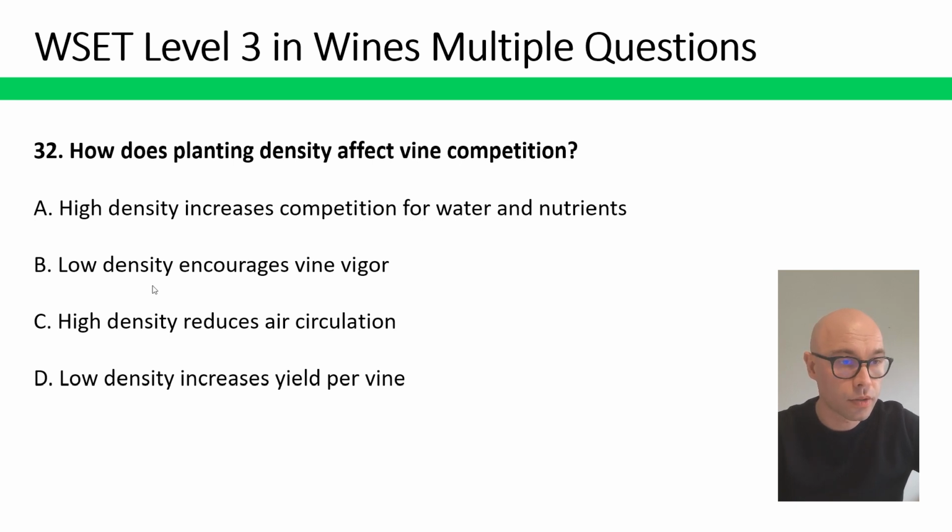Low density encourages vine vigor. But I mean, the question is, sometimes the questions I make are not so straightforward. But how does planting density affect vine competition? That's the question. So A, high density increases the competition for water and nutrients.